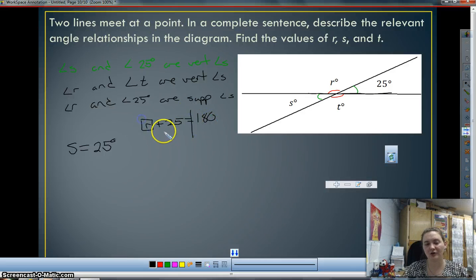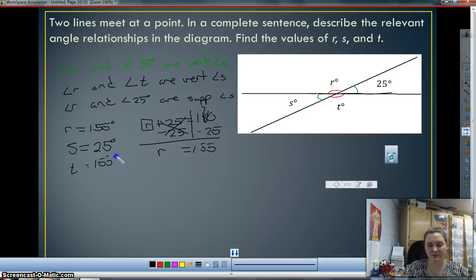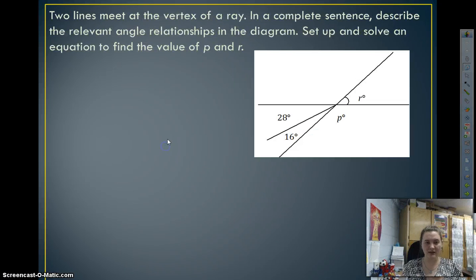We want to keep our R, so we subtract 25 from both sides. R stays. Inverse property cancels out. Borrow and subtract. And you have that R equals 155 degrees. And since that's what R equals, T must equal the exact same amount. Here are your three missing angles. So let's look at our next problem.